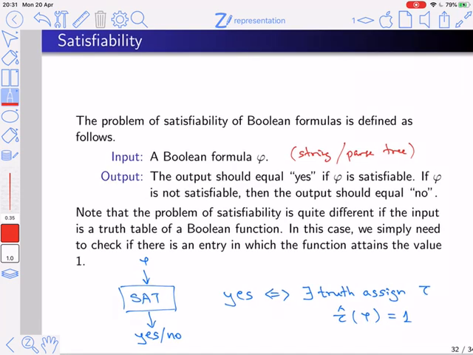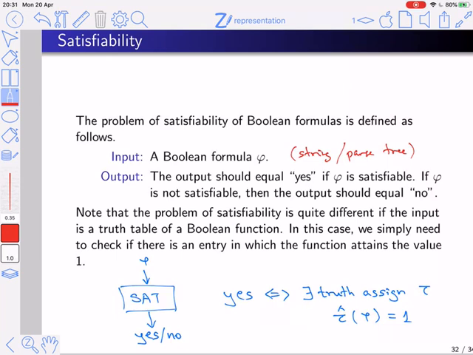Now, when does it output yes? When does it output no? It outputs a yes if and only if the Boolean formula phi is satisfiable. Namely, there exists a truth assignment tau such that the truth value that tau assigns to phi is 1. If phi is not satisfiable, then the output of this algorithm should be no. Okay?